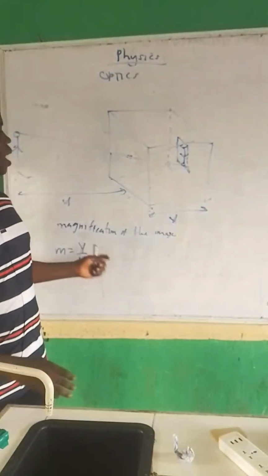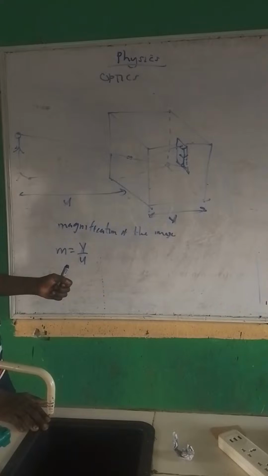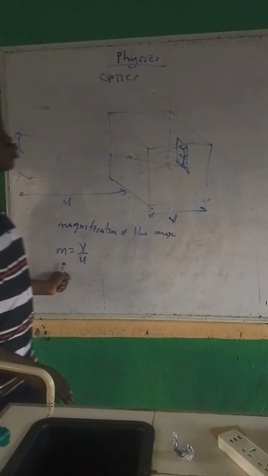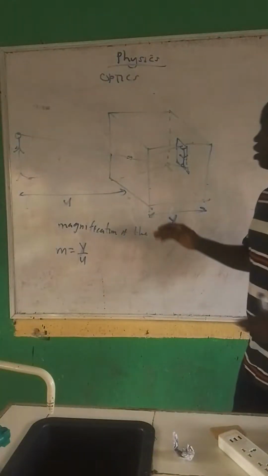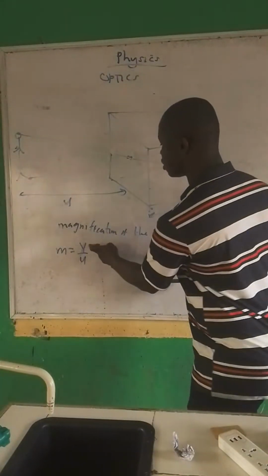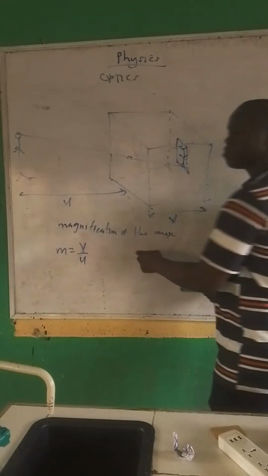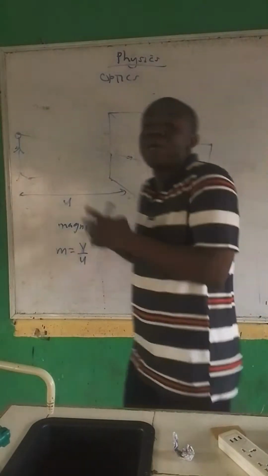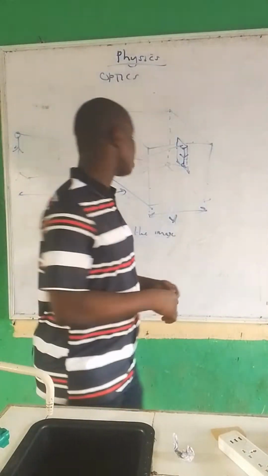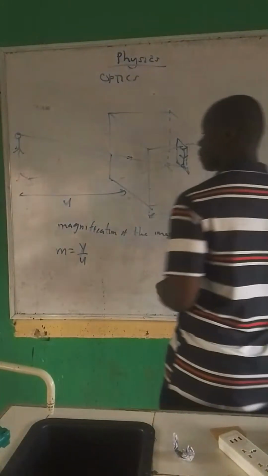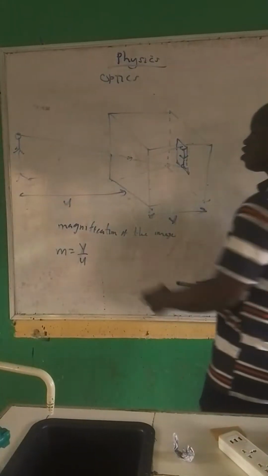Now, magnification has no units. Why? This is distance, this is distance, so centimeter over centimeter cancels, making it a dimensionless quantity. So it has no units at all. So magnification is V over U.